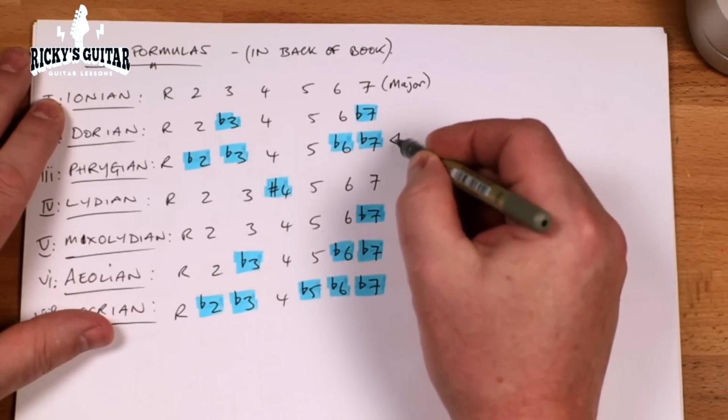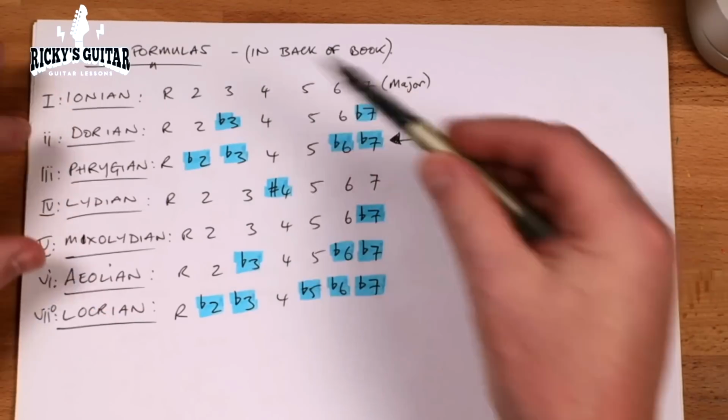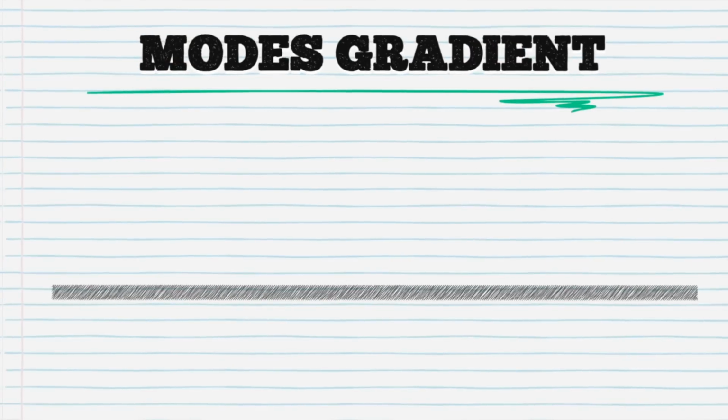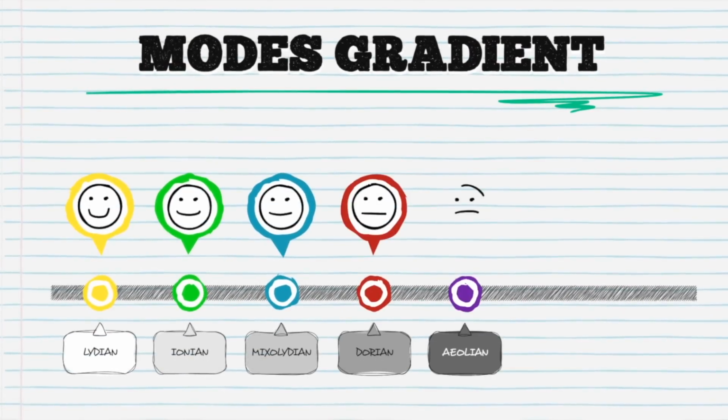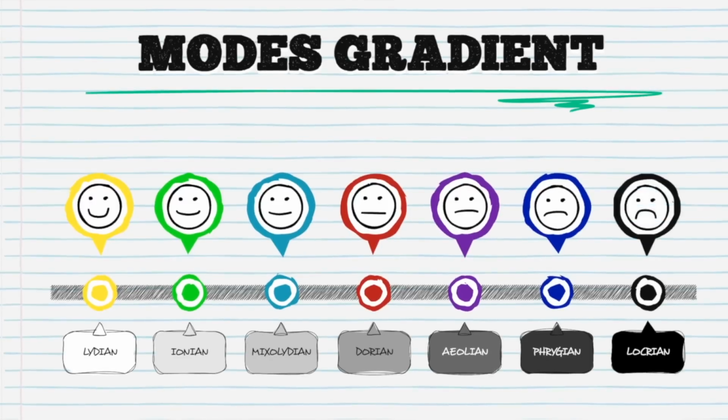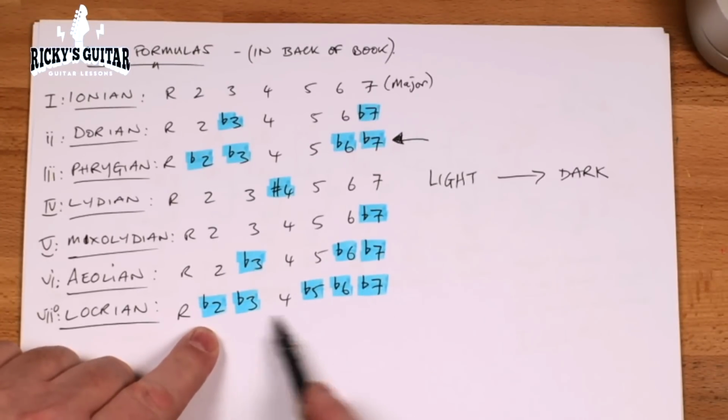So this is why you need these different sounds. There is a kind of lightness to darkness with modes and the way that they sound. Lydian is the lightest sound, whereas Locrian is the darkest sound. And the reason it's the darkest sound is because it's got all the flats. Look at that. It's the most altered scale in there.